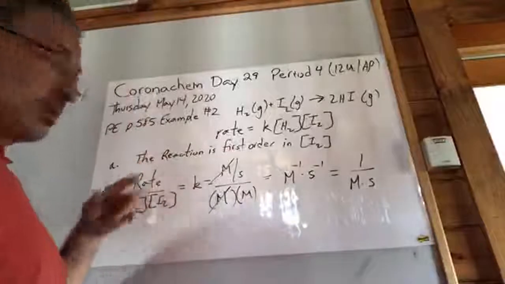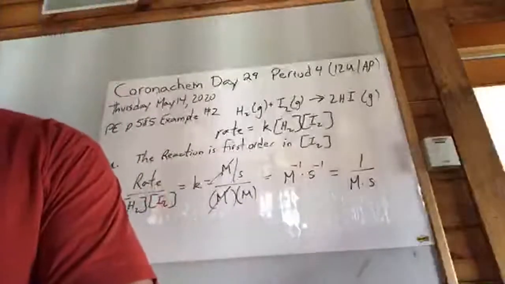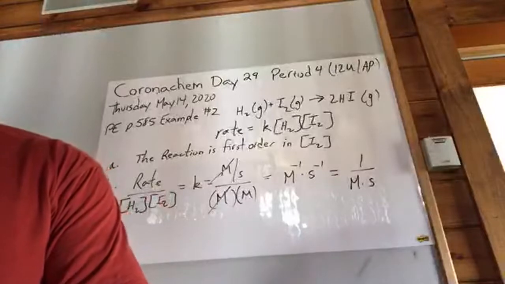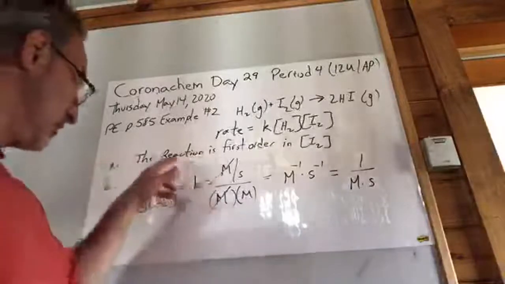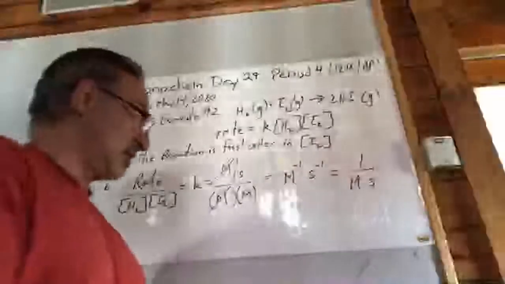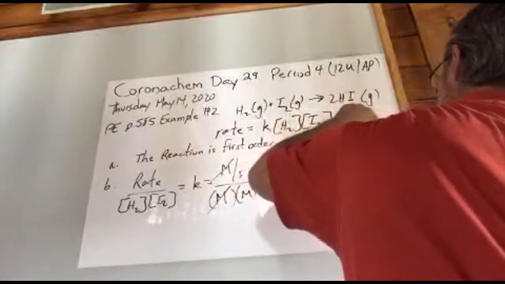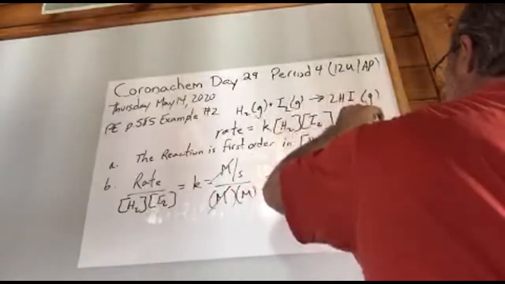And it asks what is the reaction order of the reactant H2 in equation 14.11. For some reason I put I2. It's first order in H2, but you could say and I2. Both of them are first order from the rate law that they give.